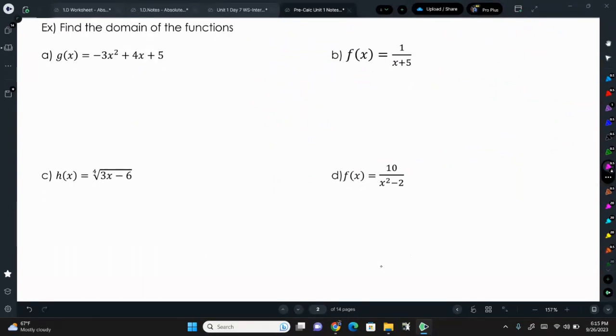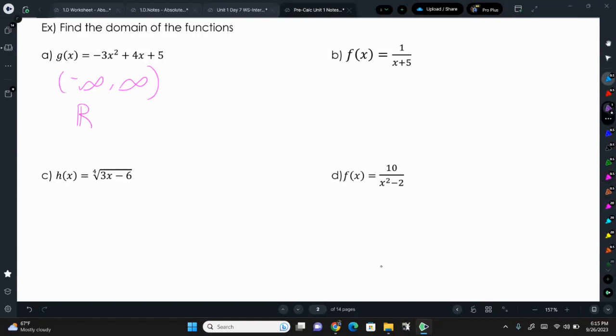So g of x equals negative 3x squared plus 4x plus 5. There's nothing. We can plug in any x value. We can plug in negative values. We can plug in positive values. We can plug in fractions. So the domain will be negative infinity, comma infinity, or we can write out all real numbers.